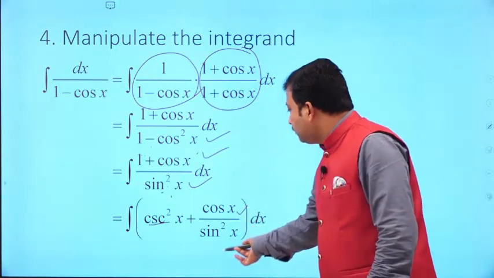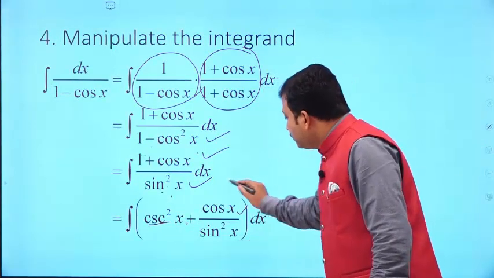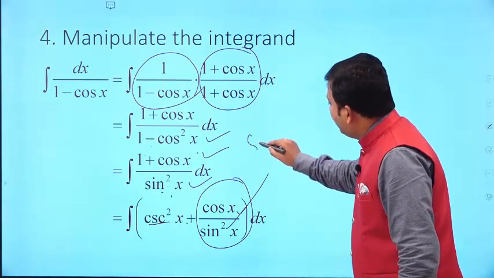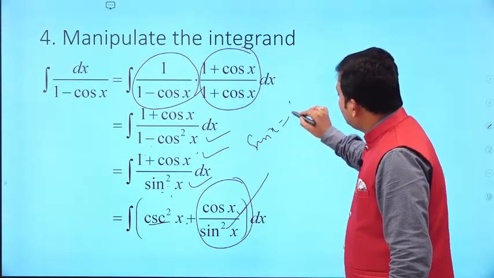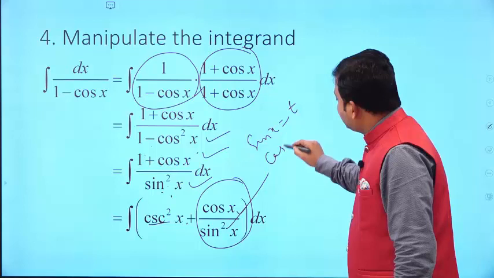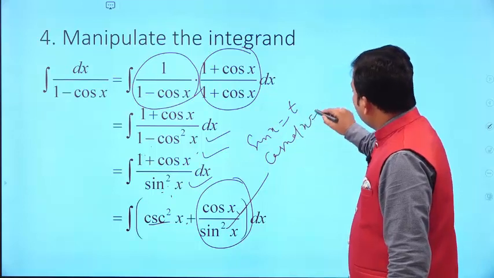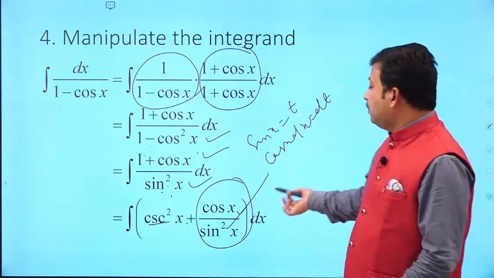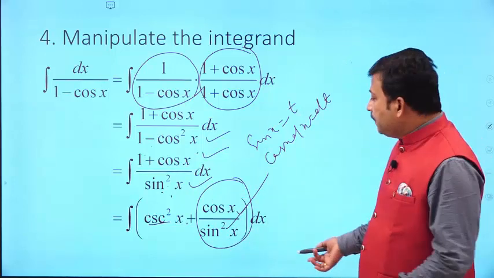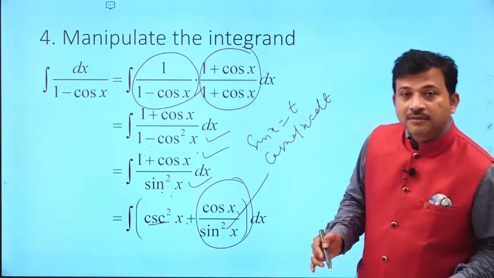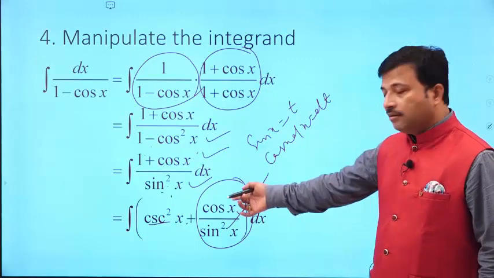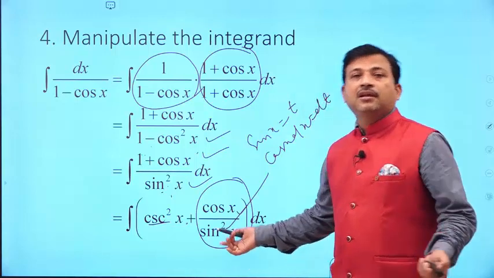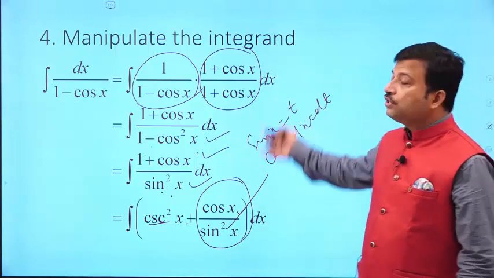Cos x by sin square x is done by substitution. You can take sin x equals t and cos x dx equals dt. The first method, substitution, you can use and evaluate the integration easily. Integration of cosecant square x is how much? Minus cot x. So minus cot x plus this, you do the integration by substitution, and you will get the answer. So this is what we have done.